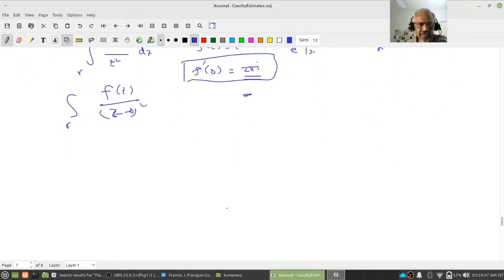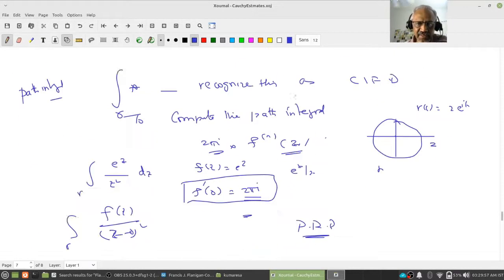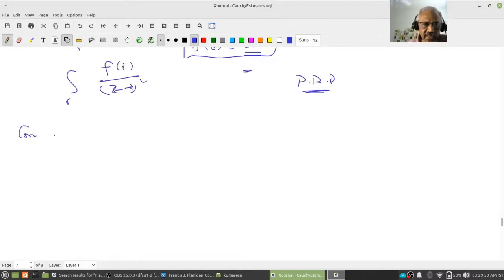Let me do a slightly more complicated example. So pause, review, proceed. There are a lot of small examples like that. The idea is that you should be able to recognize it. So let us look at the function.